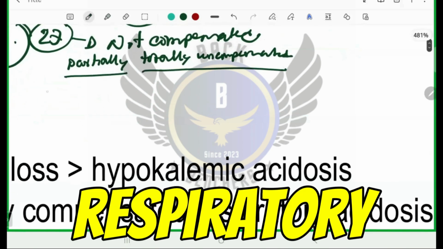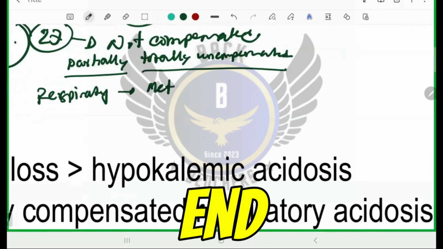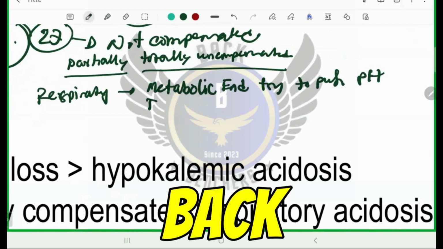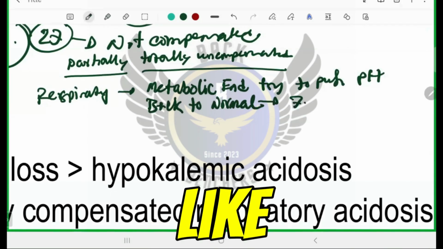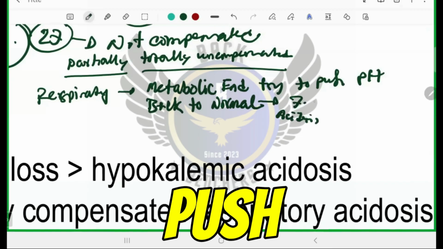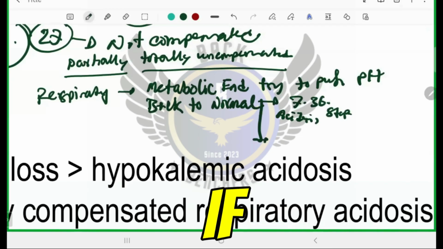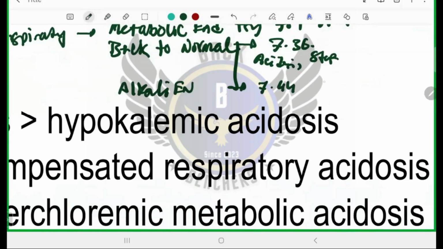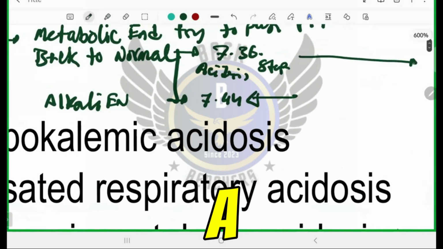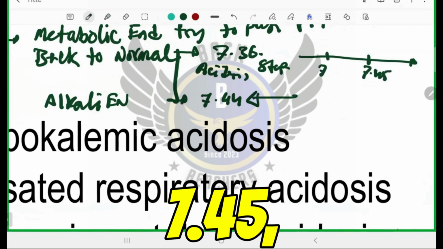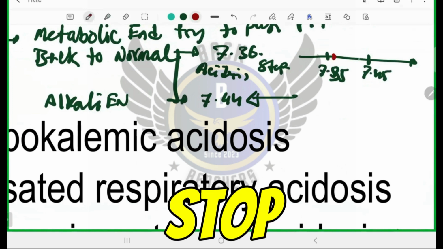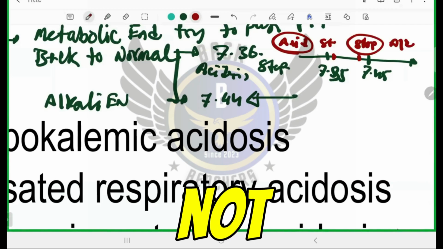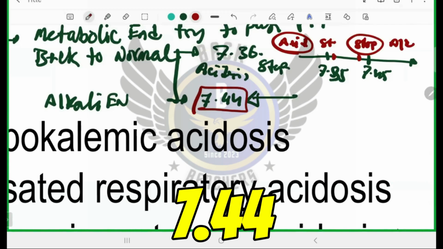When we have a respiratory problem, our metabolic end will compensate. The metabolic end will try to push the pH back to normal, then stop. If it's an acidosis, it will just push up to 7.36 and then stop, nothing more. If it's compensating from the alkali end, it will push to 7.44. If we draw a chart here, 7.35, 7.45, it will just push here and stop from the acid end. From the alkali end, it will just push here and then stop. It will not go to the middle. It will just make it 7.44 and stop.